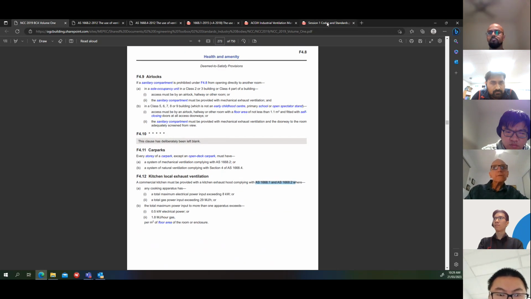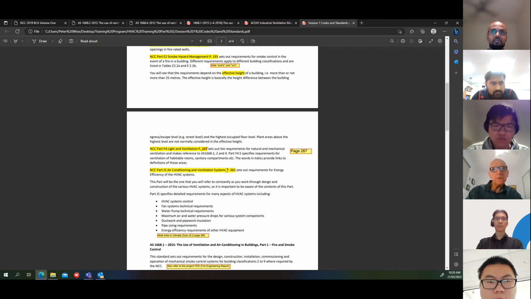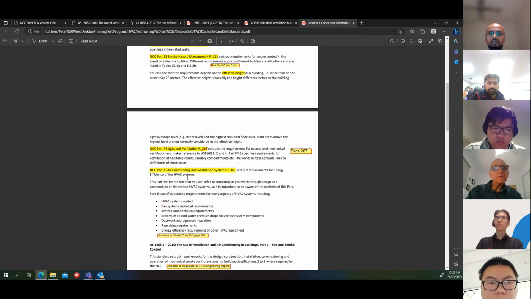All right, back to the notes. Now, Part J5 of the NCC talks about energy efficiency. This is one that you probably refer to several times a week, maybe every day, maybe not, but quite often anyway. It sets out the requirements for energy efficiency. As I said, you'll refer to it constantly. So it's important to be aware of the contents.